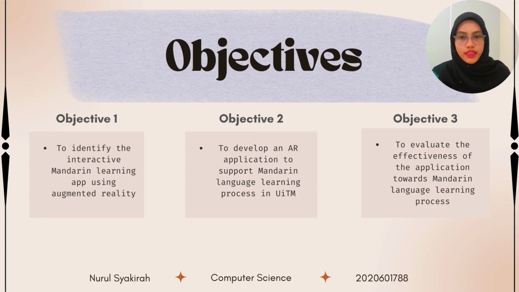There are 3 main objectives when proposing this project. The first objective is to identify the interactive Mandarin learning application using augmented reality. The second objective is to develop an augmented reality application to support Mandarin language learning process in UiTM. And the last objective is to evaluate the effectiveness of the application towards Mandarin language learning process.